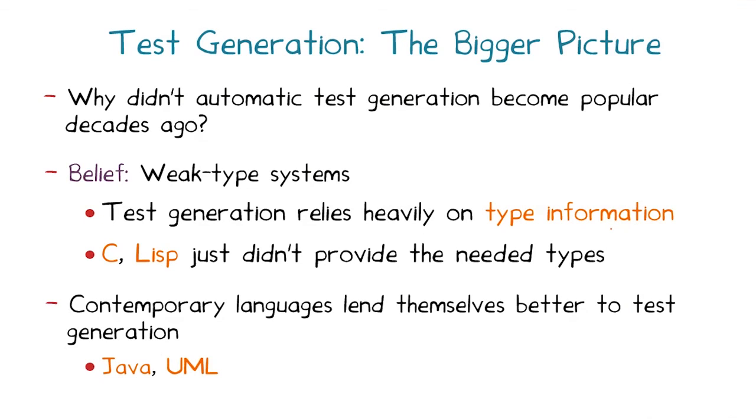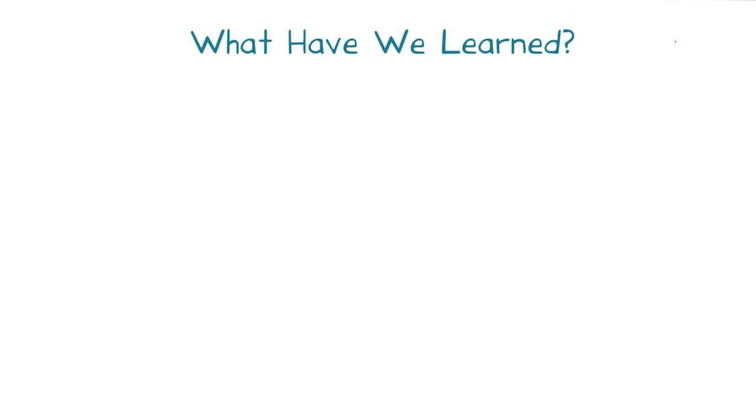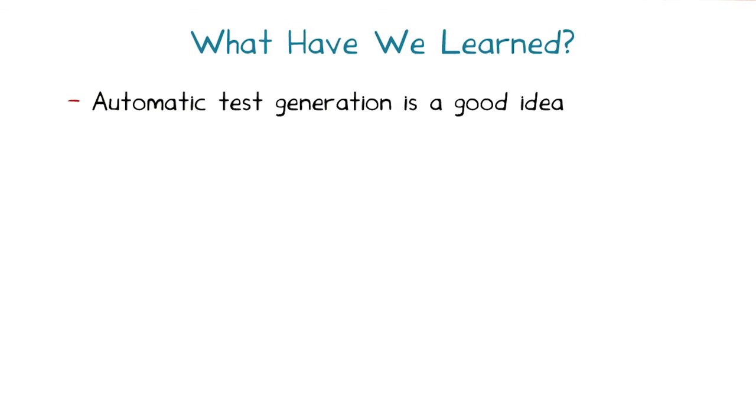Contemporary, strongly typed languages such as Java and UML lend themselves better to test generation because automated tools can exploit type information to eliminate illegal and redundant test cases and effectively prune the space of candidate tests. Let's wrap up with a summary of what we learned in this lesson. Automatic test generation is a good idea. It helps find bugs quickly and it does not require writing or maintaining tests.